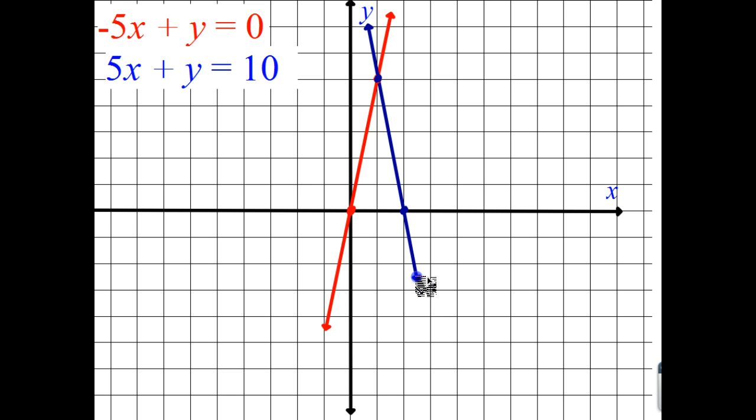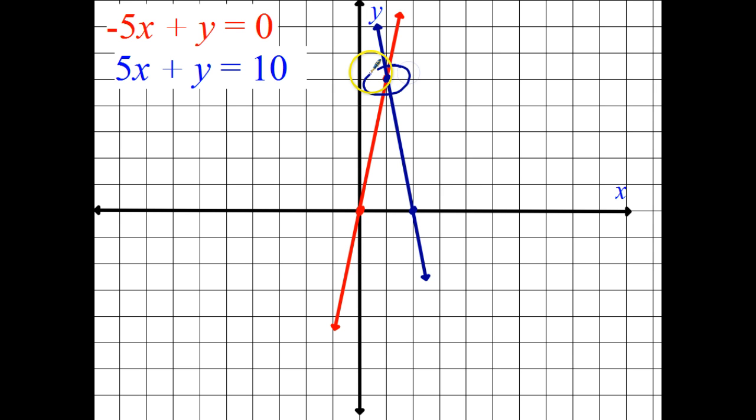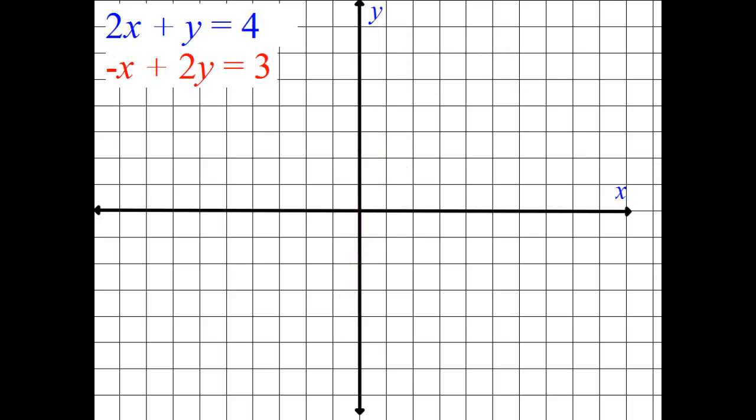And we'll notice that when those two lines intersect at 1 comma 5, which we already knew because we had solved that before, this would be the solution to that system of equations. It's where they intersect, where both of these equations are true at 1 comma 5. All right, well, let's move on. Let's try one more here.